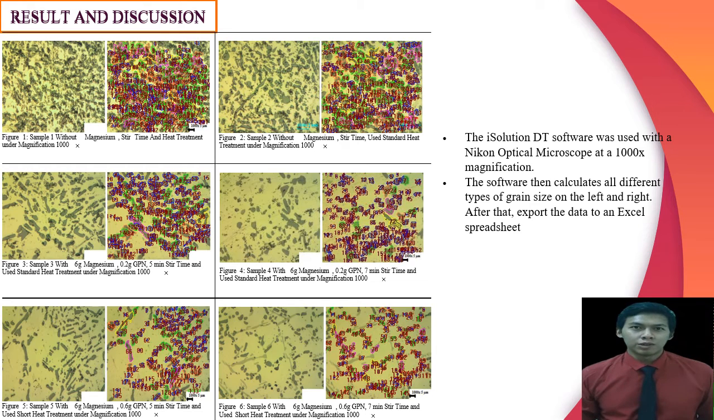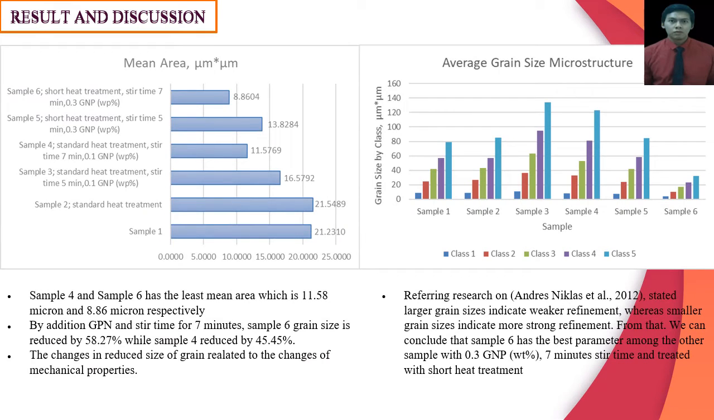The image analysis software was used with an optical microscope at 1000 magnification. The software then calculates all different types of grain size on the left and right. After that, export the data to an Excel spreadsheet. On the mean area graph, we can see sample 4 and sample 6 have the least mean area, which is 11.58 micron and 8.86 micron respectively. By adding GNP and stir time for 7 minutes, sample 6 grain size is reduced by 58.27%, while sample 4 is reduced by 45.45%.